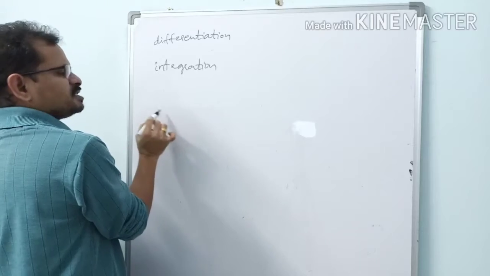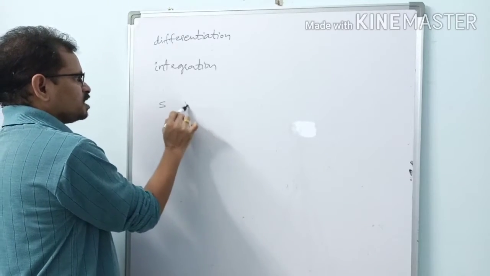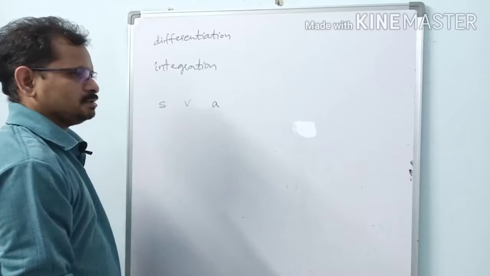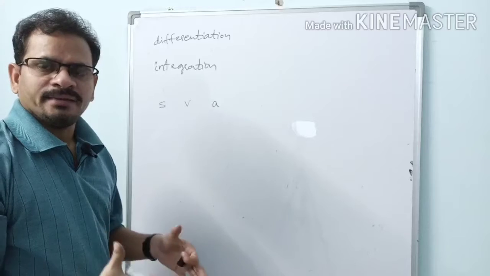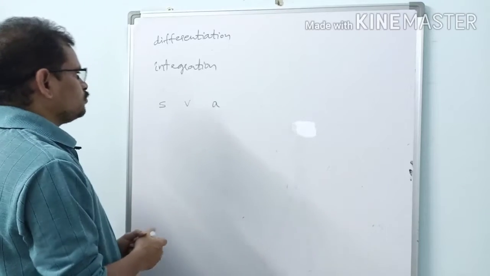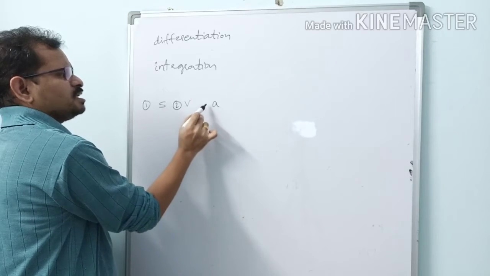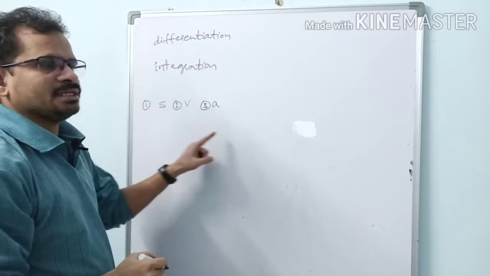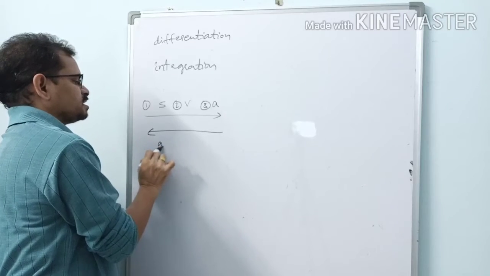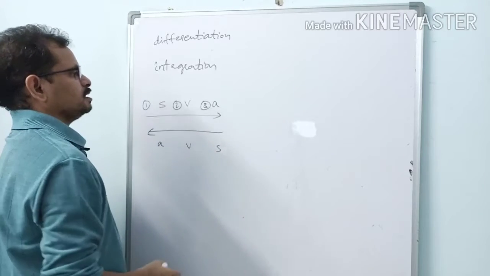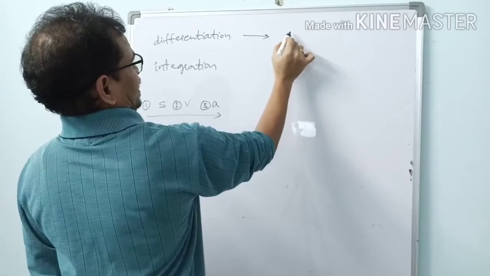You know what physical quantities we come across in kinematics? One is displacement, another is velocity, another is acceleration. These are the three typical physical quantities we learn in the kinematics part of physics. So what is the order here? First you learn displacement, second velocity, and third acceleration. So this is the order, and the reverse order is acceleration, velocity and displacement. So differentiation involves the direct order.